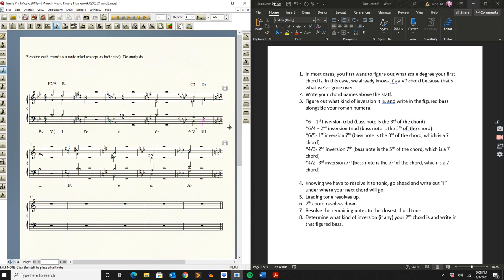So there we have it. I hope this helps. Like I said, if you need help determining what kind of seventh chords they are, I will be posting a video for that. Otherwise, let me know if you have any questions.